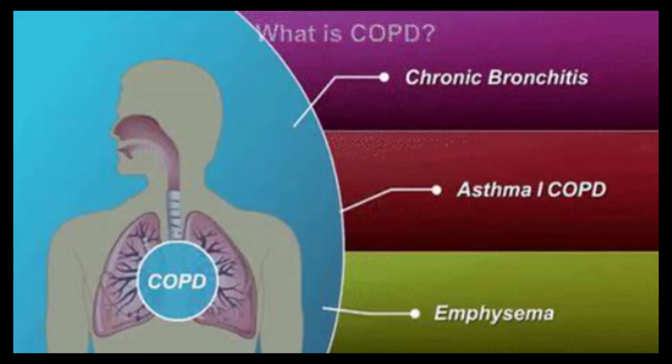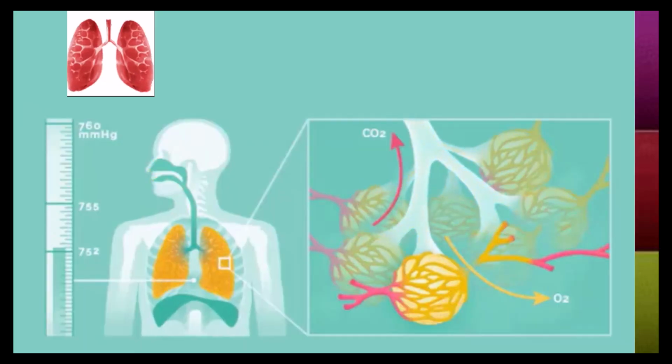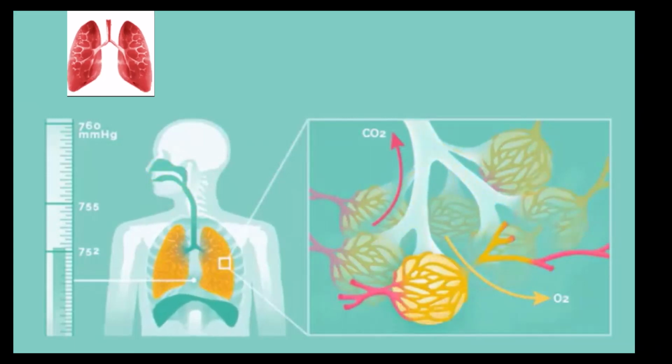The secondary spontaneous pneumothorax occurs in individuals who have known lung disease or medical conditions, such as cystic fibrosis and COPD and emphysema.